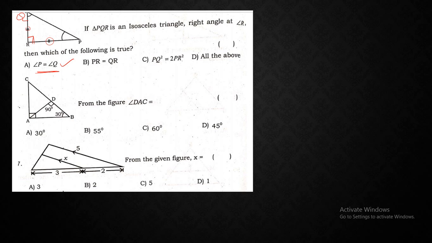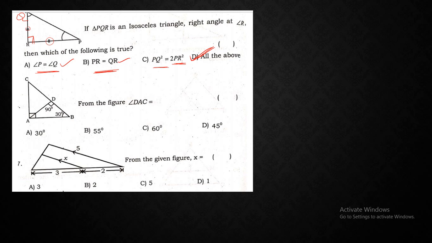Next, PR is equal to QR. So isosceles triangle means PR is equal to QR only, no? So this is also correct. Next, PQ square. So PQ square means hypotenuse square is equal to 2 times PR square. So 2 times PR square or 2 times QR square, both are the same. So the answer is all of the above.